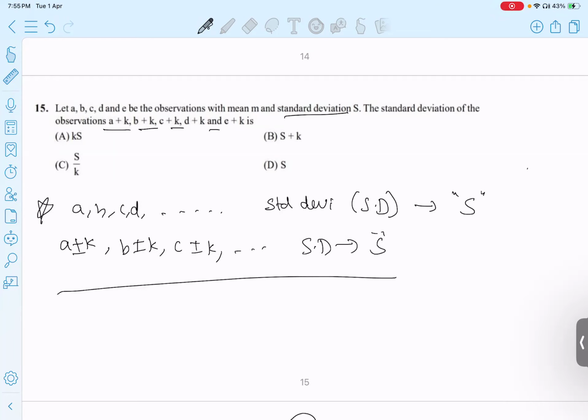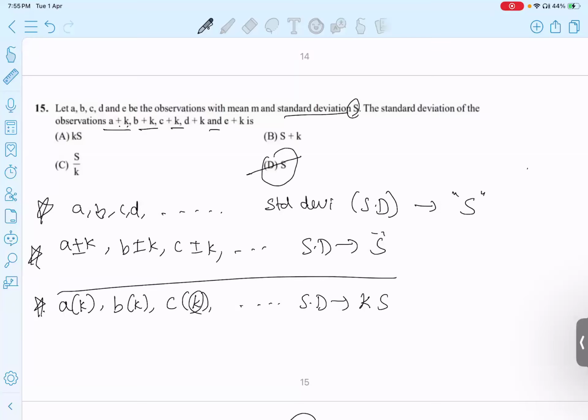Okay. If you multiply the same constant for all the observations, then the standard deviation will be the constant times S. So keeping these two standard deviation identities, we can easily say here K is a constant which has been added to each of the observations A, B, C, D, E. So the required answer is it will not change. That is yes only. So yes is the required answer.